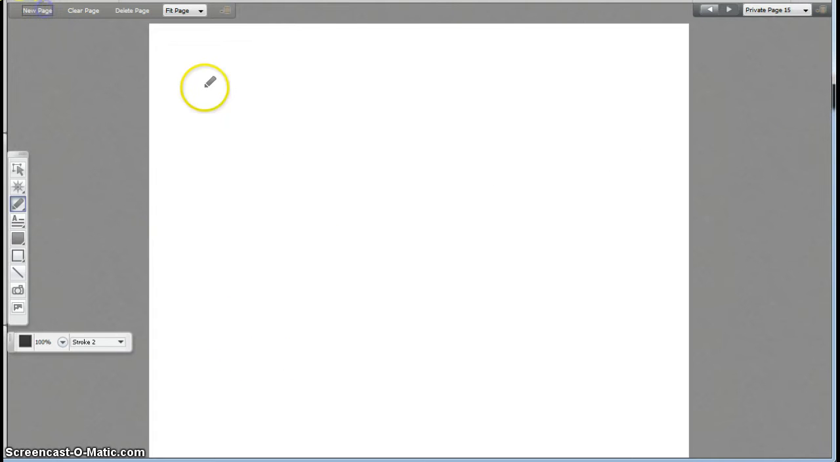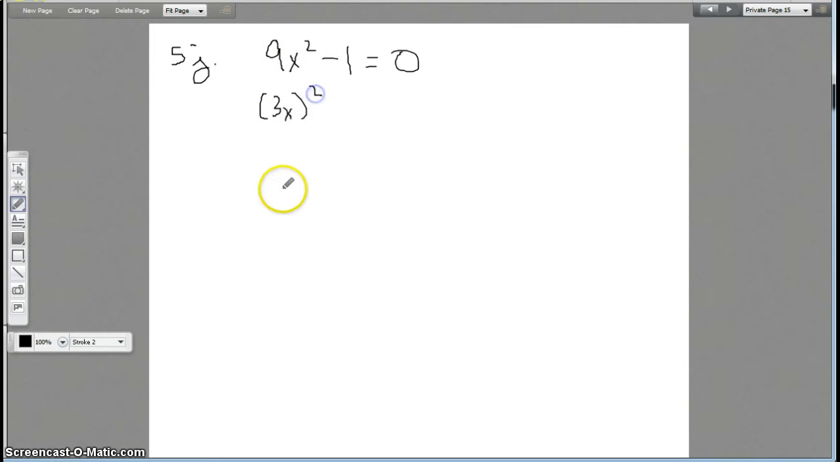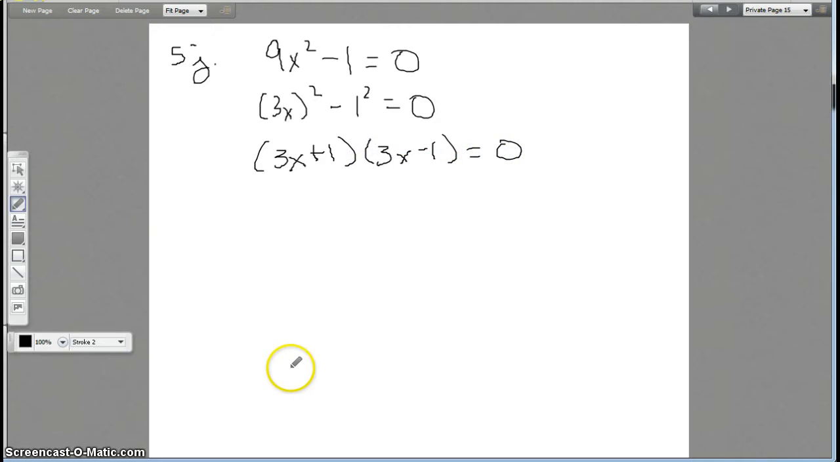Let's look now at part J, number 5J. We have 9x squared minus 1 equals 0. This is actually a difference of two squares. 9x squared is 3x squared minus 1 squared equals 0. So we can factor this as 3x plus 1 times 3x minus 1 and set that equal to 0.